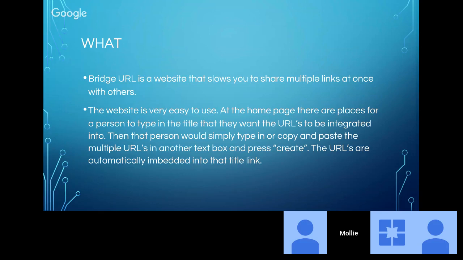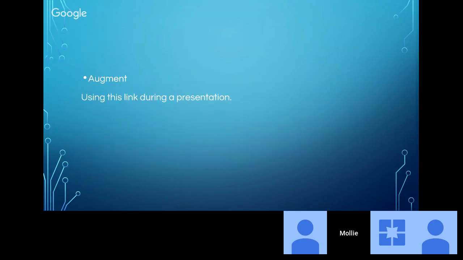At the homepage, there are places for a person to type in the title that they want the URLs to be integrated into. Then the person would simply type in or copy and paste the multiple URLs in another text box and press create. The URLs are automatically embedded into that title link.